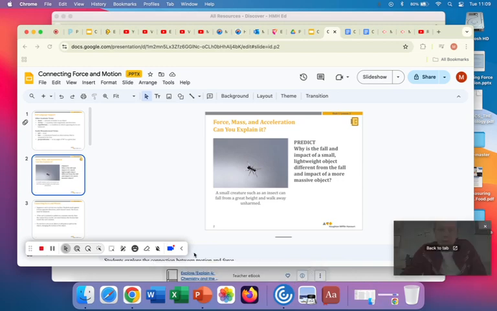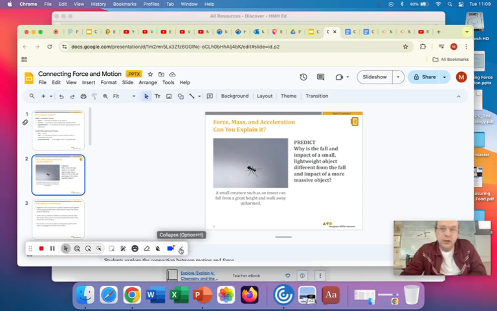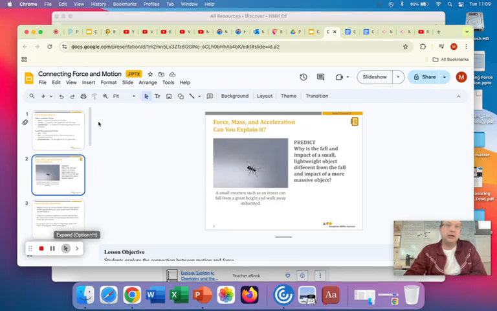Hello again, class. We're going to predict why this insect survived such a huge fall. And today's emphasis is connecting force and motion.